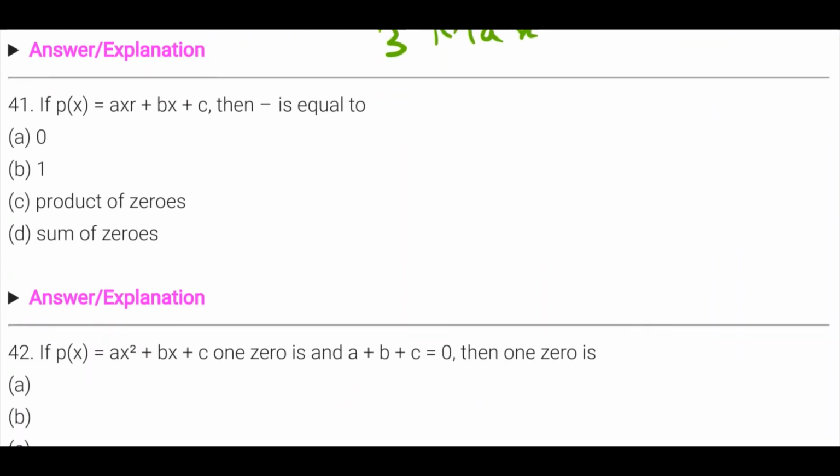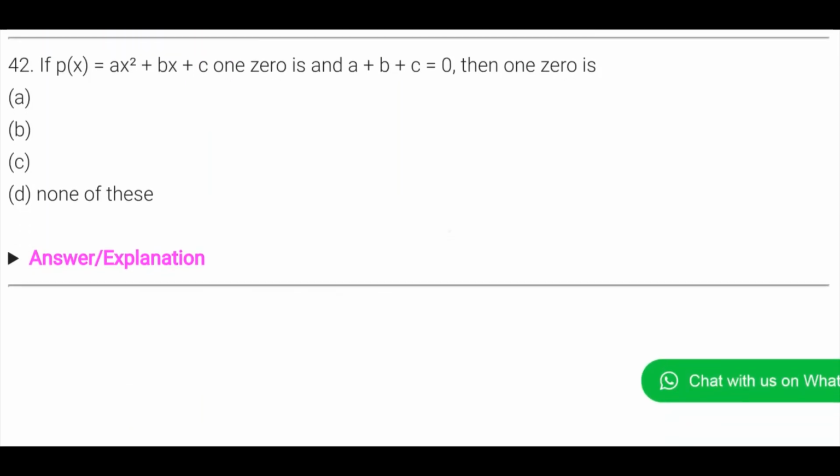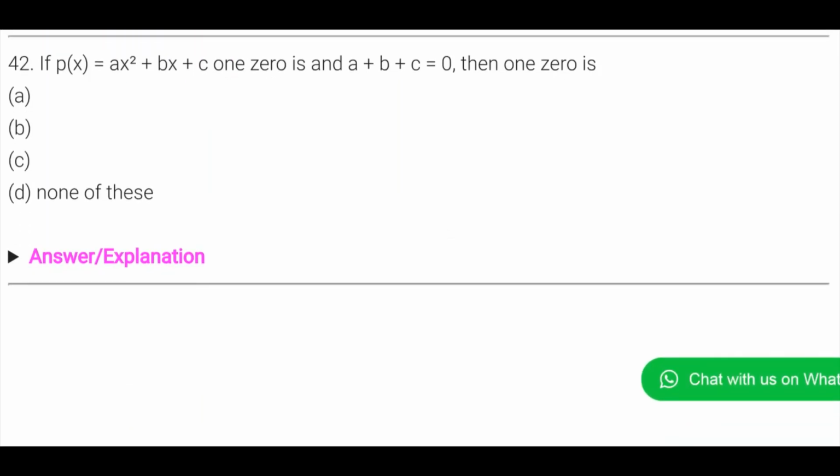If p of x equals, so there's a printing mistake over here. Let's skip this question. For the second question, p of x equals ax square plus bx plus c, one zero is, so we'll just skip these questions.